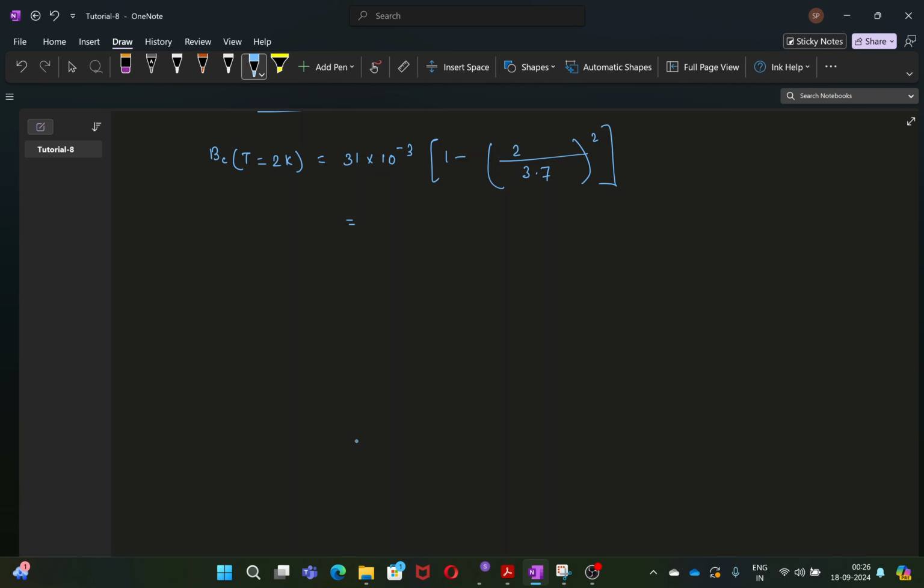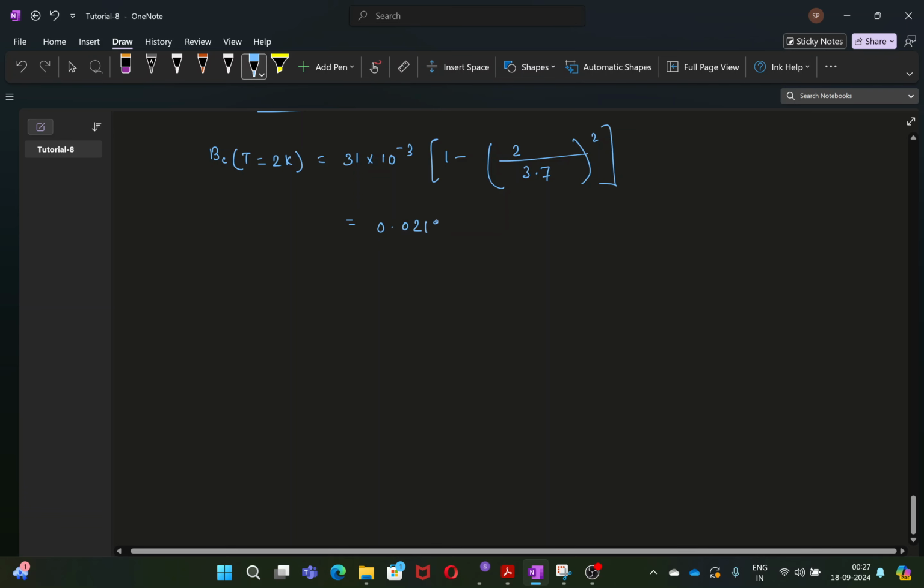Right. So I am getting 0.0219 Tesla, which is nearly equal to 0.022 Tesla, or nearly equal to 22 millitesla. So this is the critical field value at 2 Kelvin temperature, right?